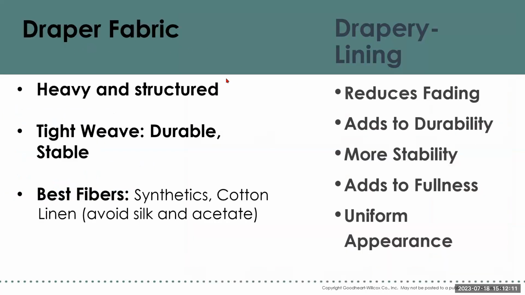So drapery fabrics. Draperies are more heavy and structured, like I said. They have a tighter weave, and they're very durable and stable. The best fibers for drapery are synthetic fibers, cotton, and linen. Now we want to avoid silk and acetate because they tend to fade in the sunlight.